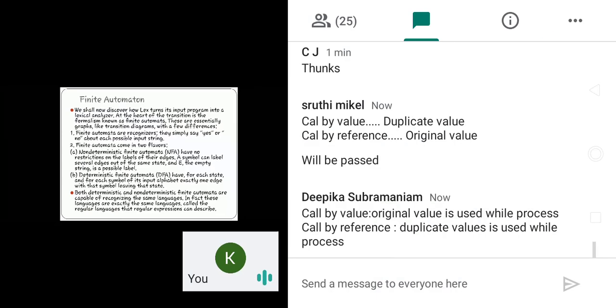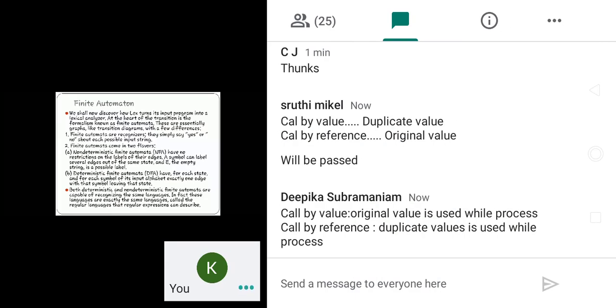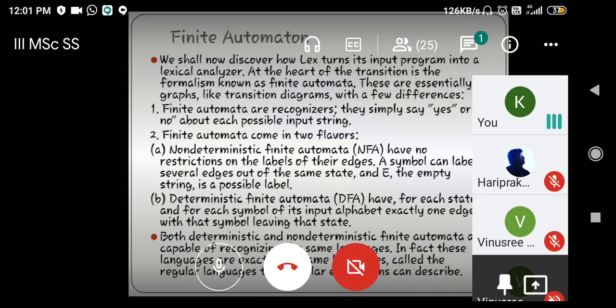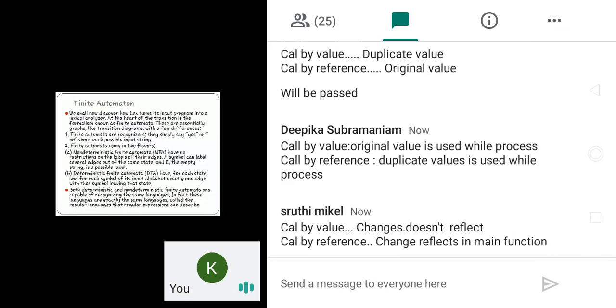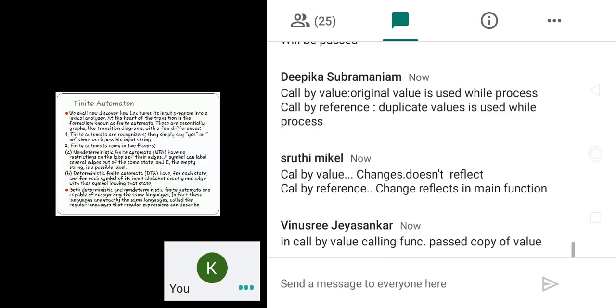Who is the next one who has answered? Deepika: original value is used while process and duplicate value is used while process. Deepika, to be clear, in call by value only we have to use duplicate; in call by reference only we have to use original value. You have answered it, but in an opposite manner. And then who is the next one? Shruti has answered it right.